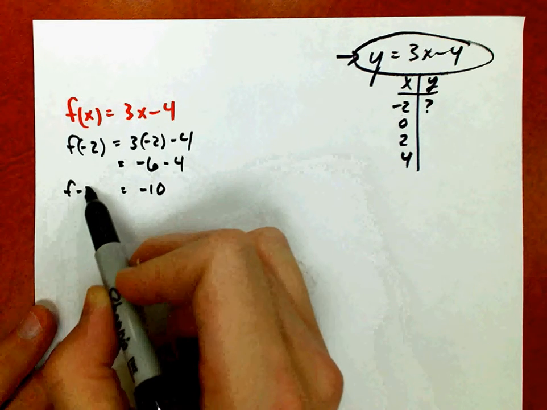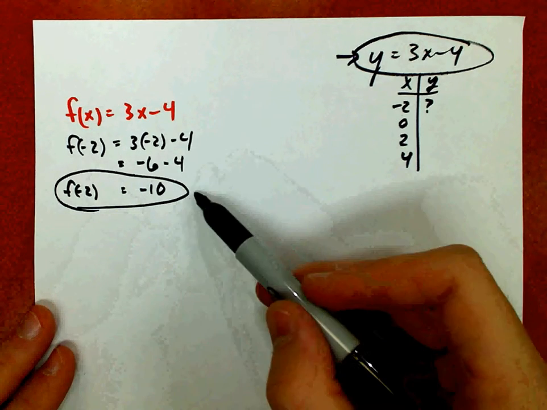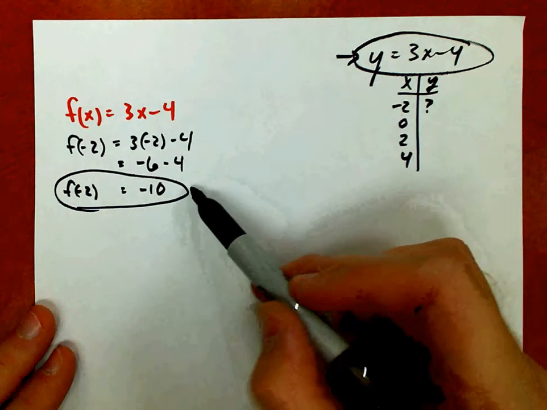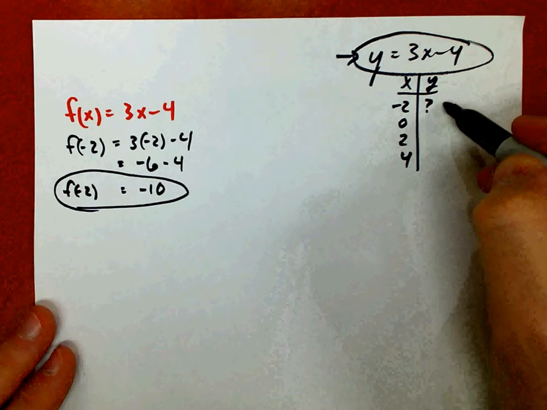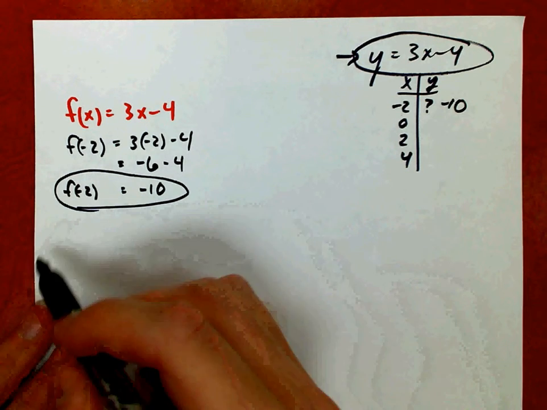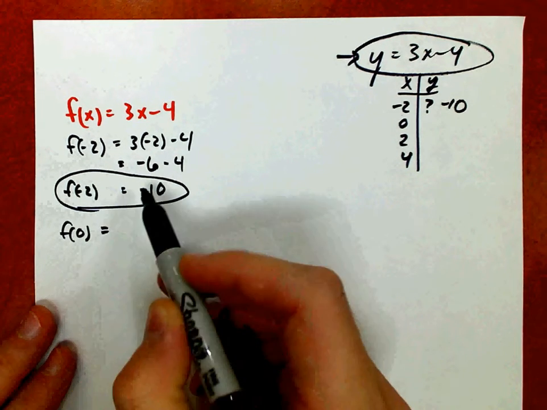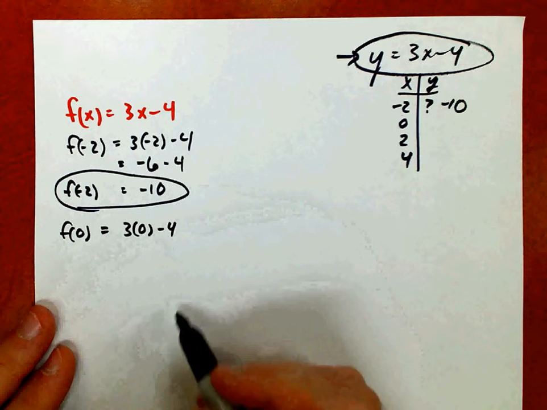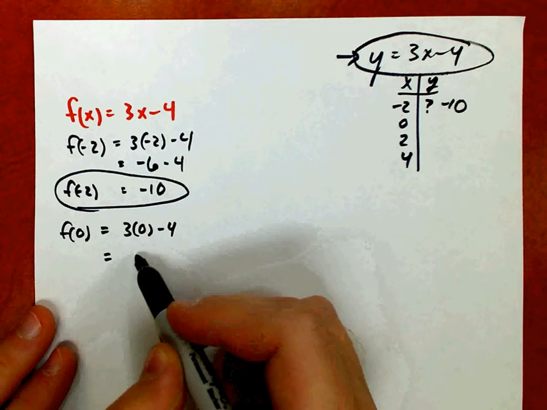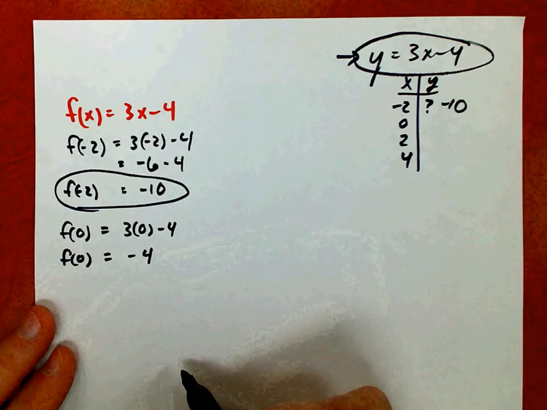F of negative 2 is equal to negative 10. Again, just a fancy way, a new notation to say when x is equal to negative 2, y is equal to negative 10. So what is f of 0? Well, f of 0 means plug in 0 for x and evaluate. F of 0 is equal to negative 4.